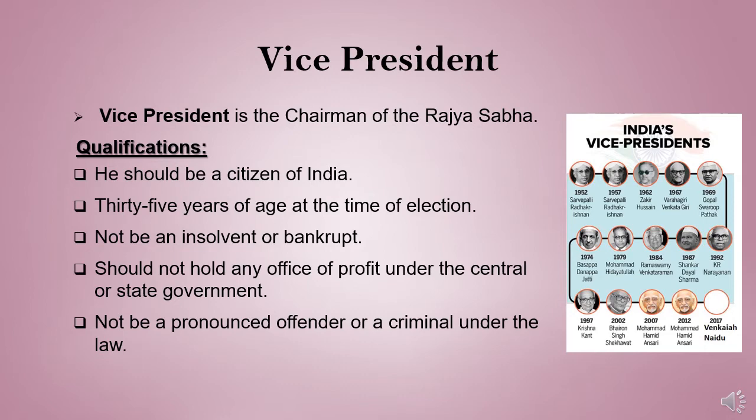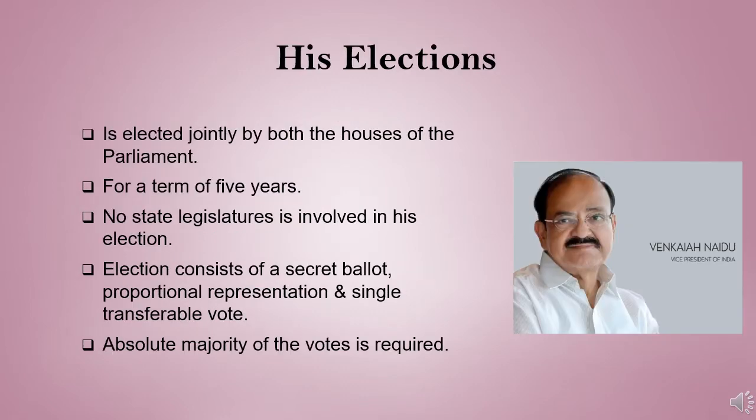Now the next one is his election. How the vice president is elected. He is elected jointly by both the houses of the parliament, that is the Lok Sabha and the Rajya Sabha, and he is elected for a period of 5 years. But no state legislatures are involved in his election. For the president, state legislatures are involved along with both the houses.